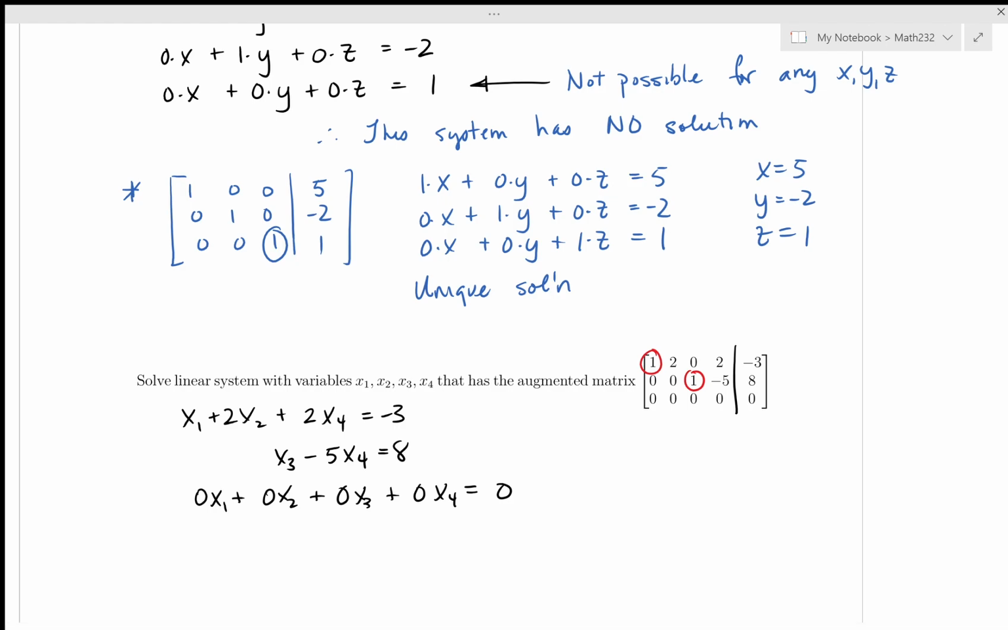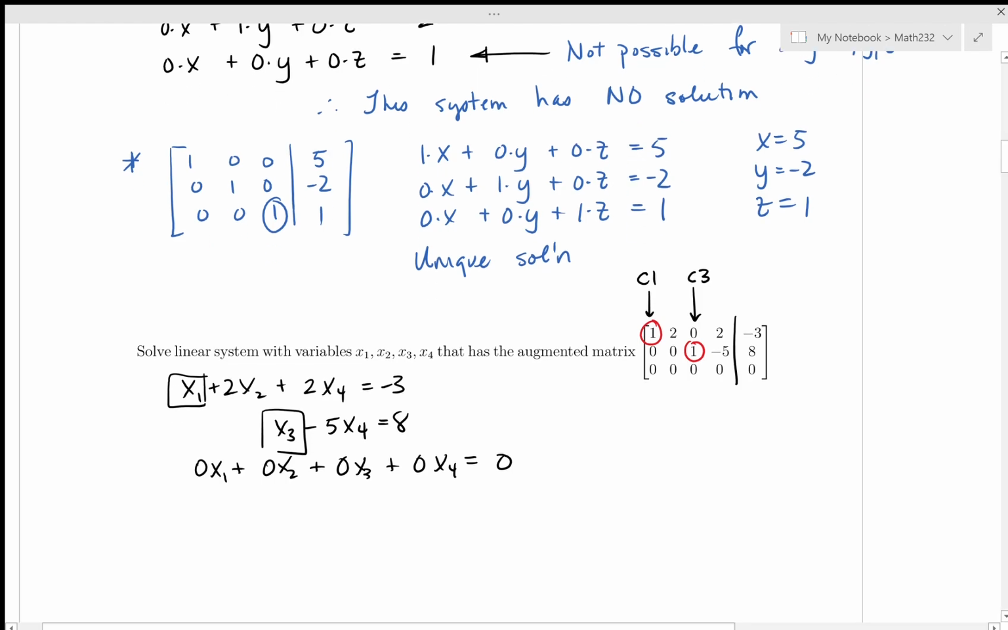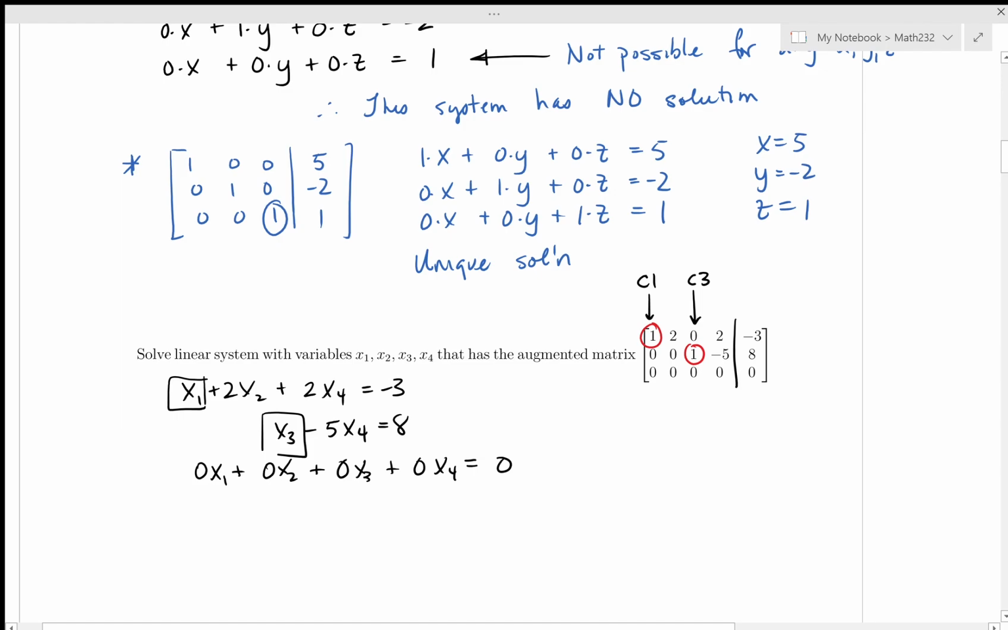So then now the next thing we're going to be noticing is that this first column, C1, has a leading 1, and column 3 here has a leading 1. That is corresponding to these variables, 1 and 3. Okay. So this tells me that x4 is a free variable. It isn't going to matter what x4 is. It also tells me, in fact, that x2 is a free variable.